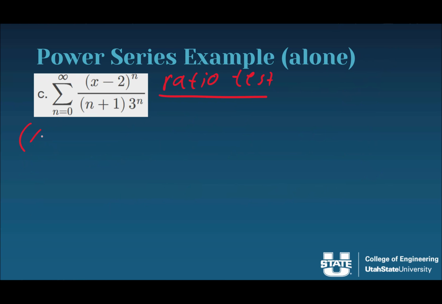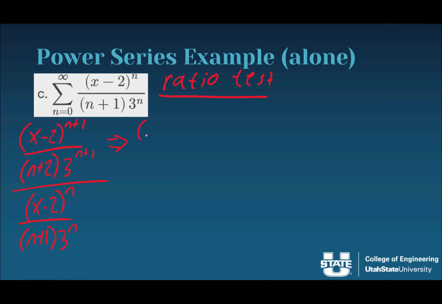All right. So we're gonna have x minus 2 to the n plus 1 over n plus 2, 3 to the n plus 1. Cool. Double check that that aligns with my notes. It does. All right, cool. And that's going to be all over x minus 2 to the n over n plus 1 times 3 to the n. Cool. By the ratio test, sick.